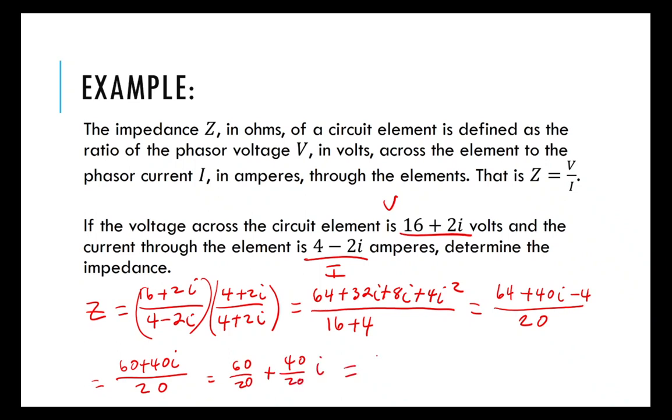60 divided by 20 is going to give us 3, plus 40 divided by 20 is 2i. And so this is our answer, and our units is ohms.